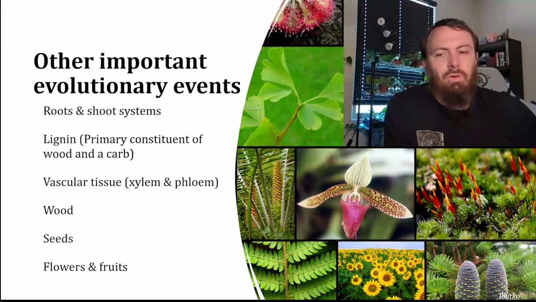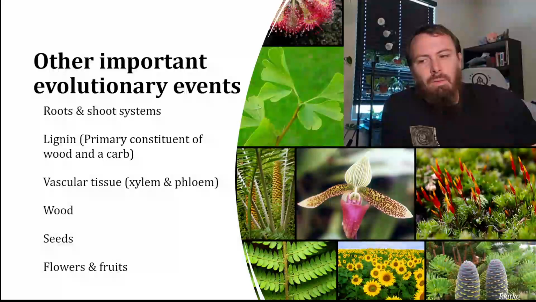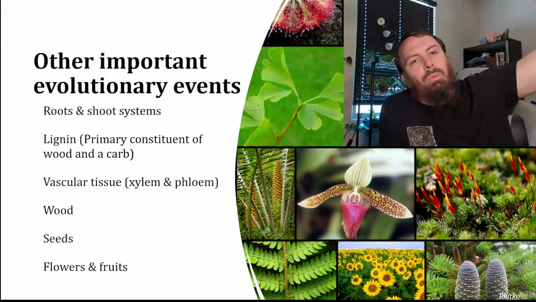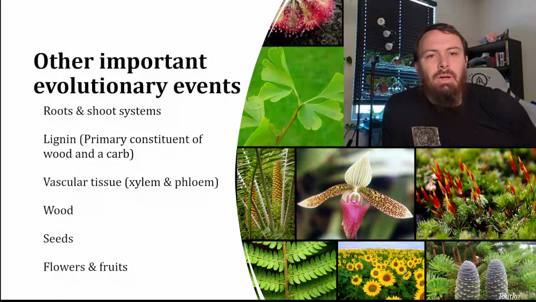So some other major evolutionary adaptations here. One, roots and shoot systems, which we've talked a lot about now, right? Roots allow them to stabilize in the ground, access resources in the water. Shoot systems have evolved to move the plant upwards into better sunlight, better away from competition, better dispersal mechanisms.